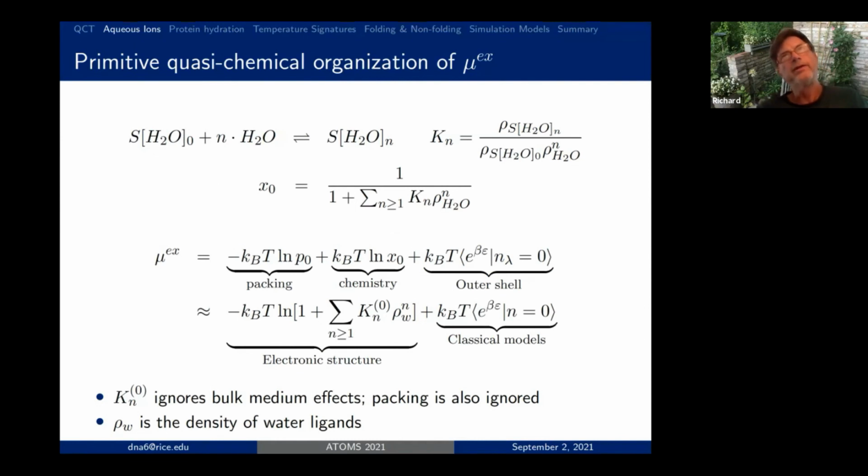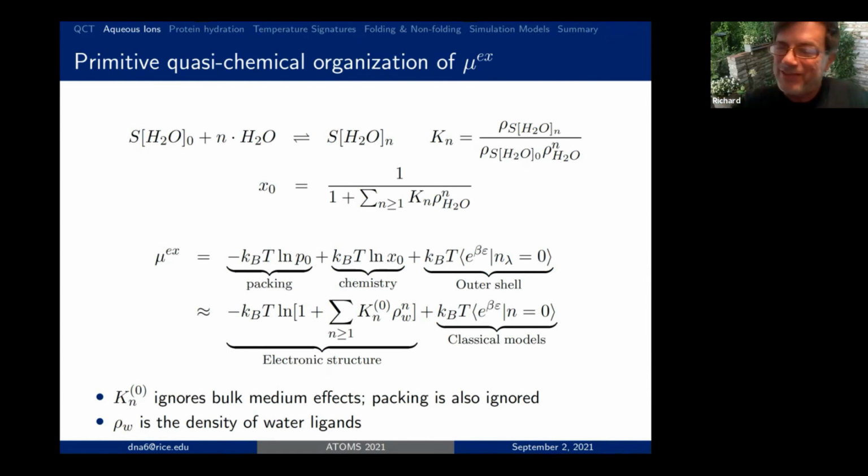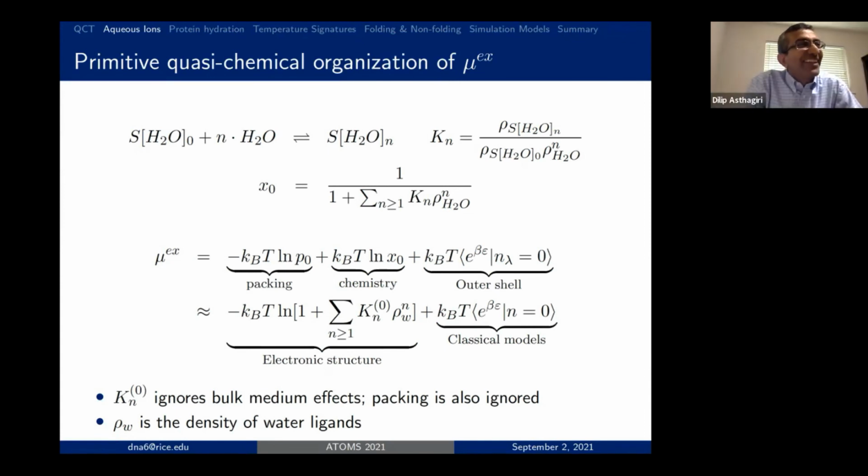Oh, okay. I have one more far afield question, if I can. Please, go ahead. There's a whole different kind of theory, the COSMO-RS theory. Have you studied that at all?